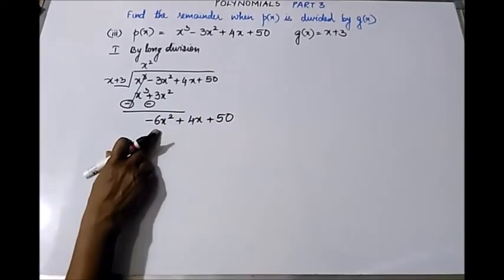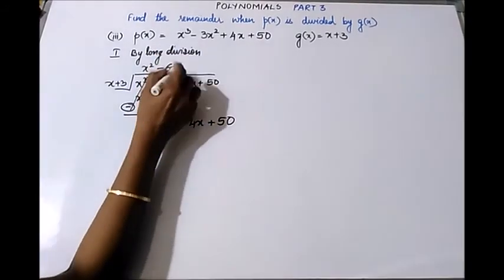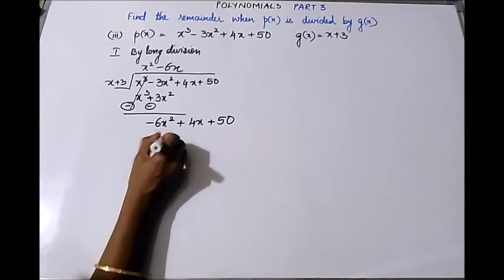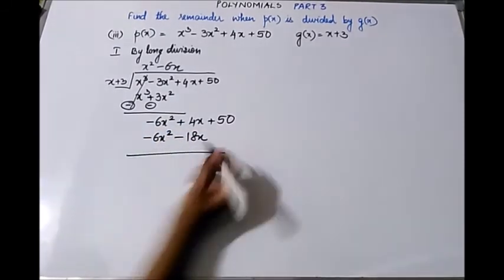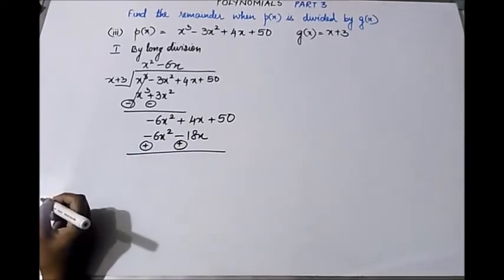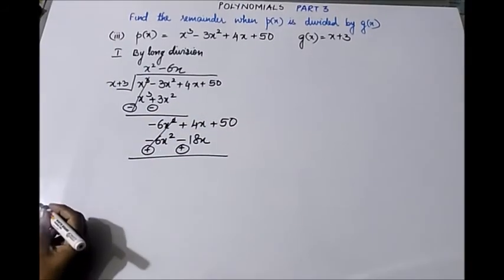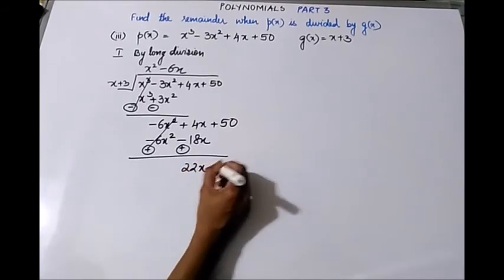Now, minus 6x square divided by x will give me minus 6x. Multiply minus 6x to the divisor. You will get here minus 6x square minus 18x. Subtract. Minus 6x square plus 6x square will give us 0. So this term will get cancelled. Plus 4x plus 18x will give us 22x.